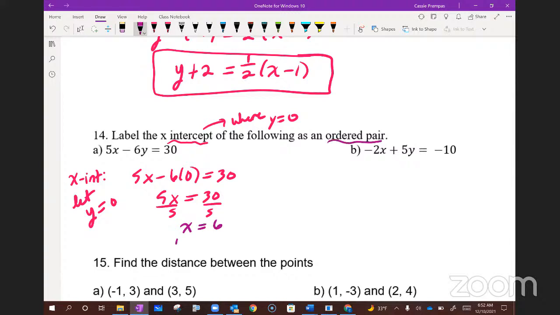As an ordered pair, the x value is 6 and the y value is 0. So my ordered pair is 6, 0.